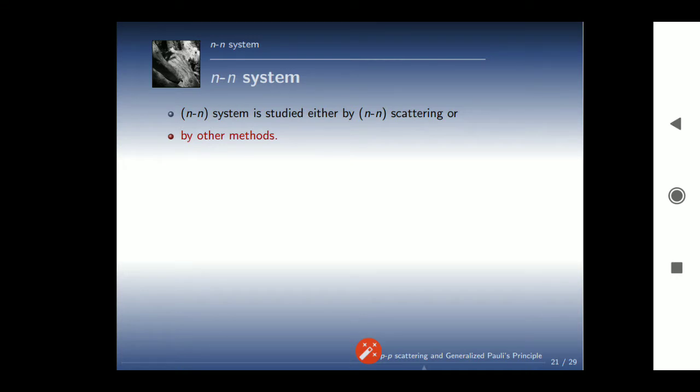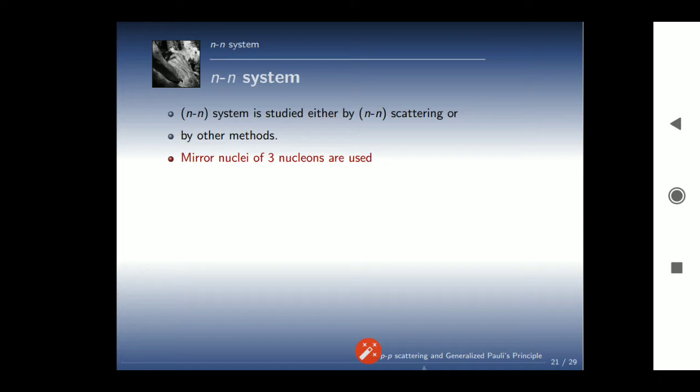Studying the NN system by a scattering process is slightly difficult, although it is not impossible, because obtaining a neutron as a target is a highly difficult thing. Therefore, instead of going for an experimental study, we choose other methods of studying the NN system. So to study the effect of the NN system, we consider mirror nuclei of a simple system containing only 3 nucleons.